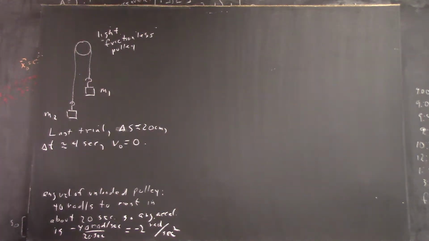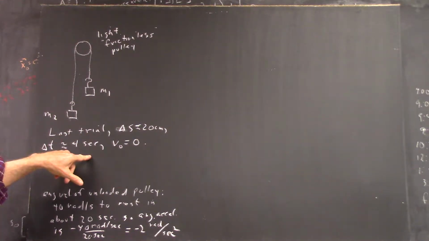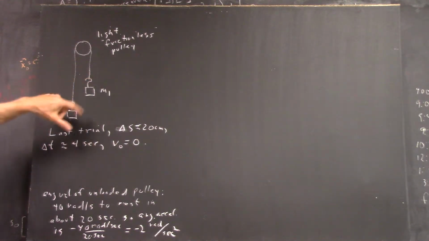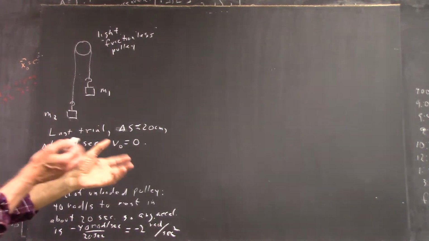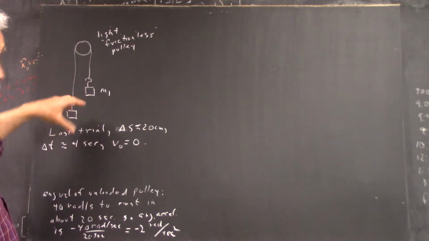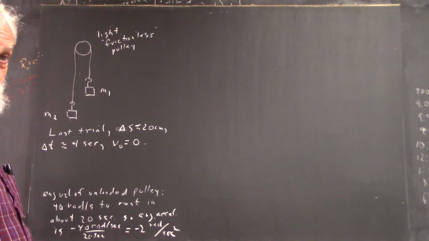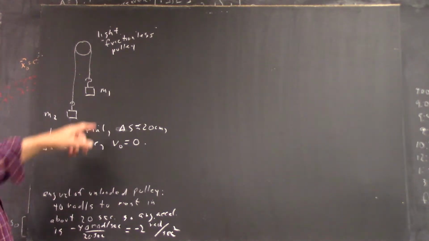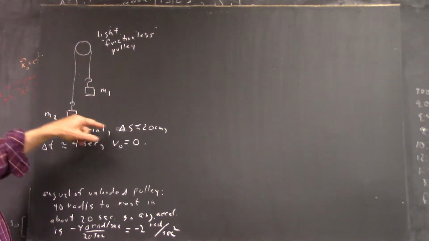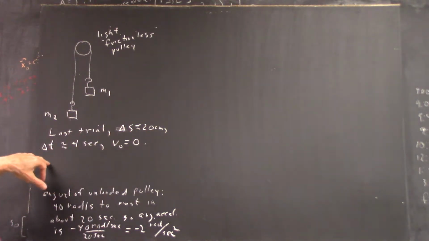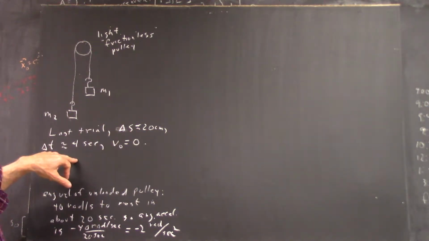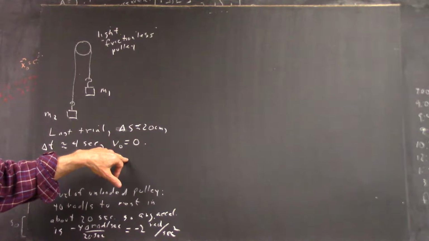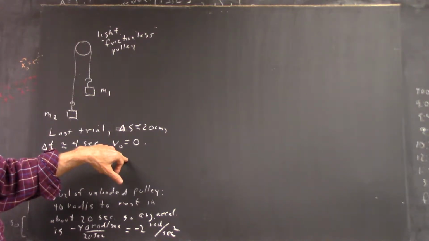Okay. Now, we did a trial where we manipulated weights. We had a washer here, and we had various numbers of paper clips, trying to balance the weight. On our very last trial, this mass over here descended 20 centimeters in about 4 seconds, starting at velocity 0. What can we conclude? Acceleration is 5 centimeters per second squared.